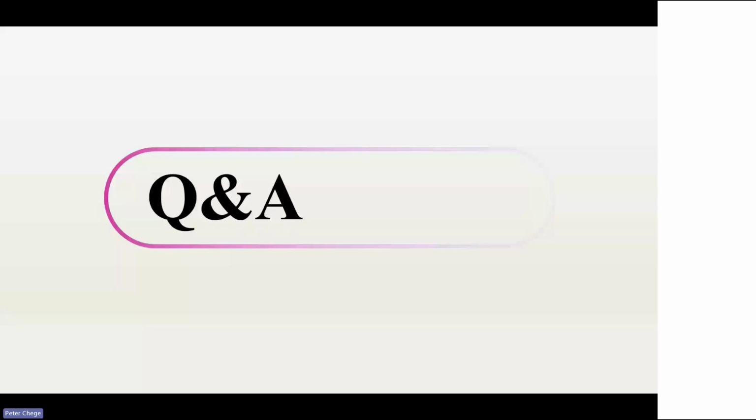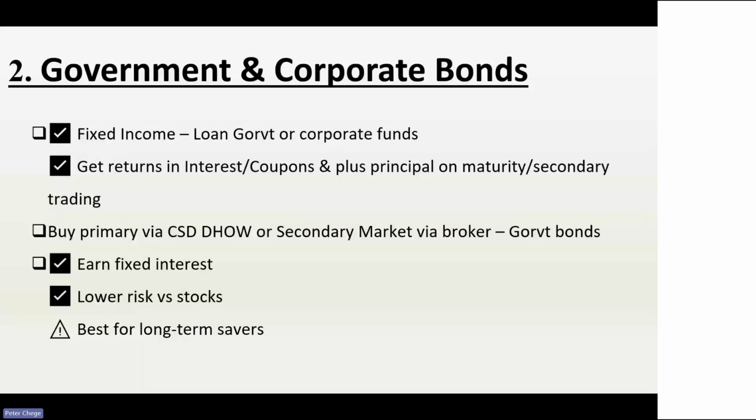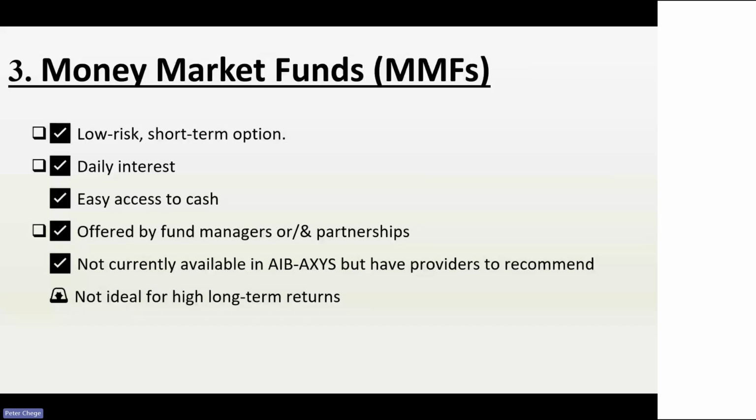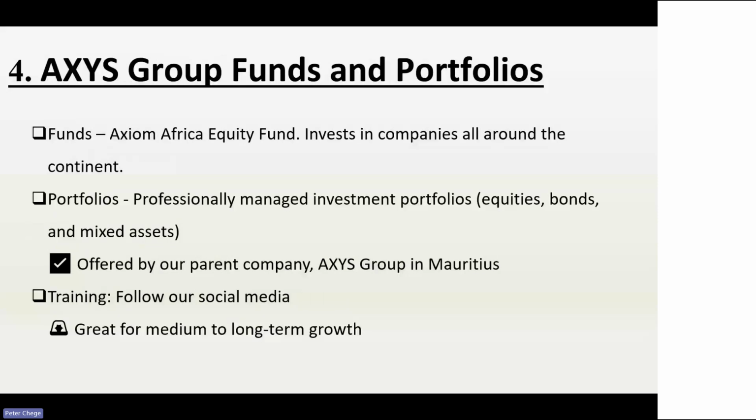We started with a recap of NSE shares. We had government bonds and corporate bonds. I explained everything. We have money market funds, which I explained, but next week I'll be going into details. If you want specific products to be covered next week, just drop me a message on the chat. We went through our Access group funds and portfolio. We also went through insurance savings plans and pension.